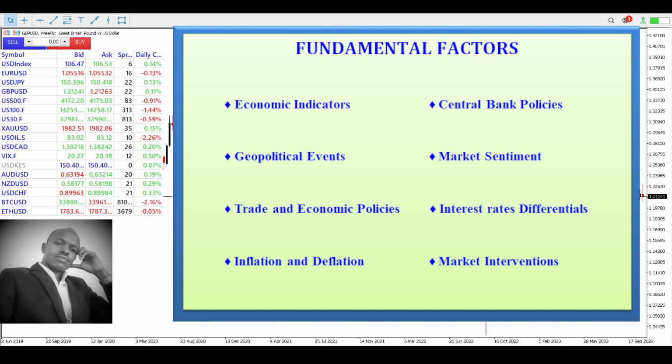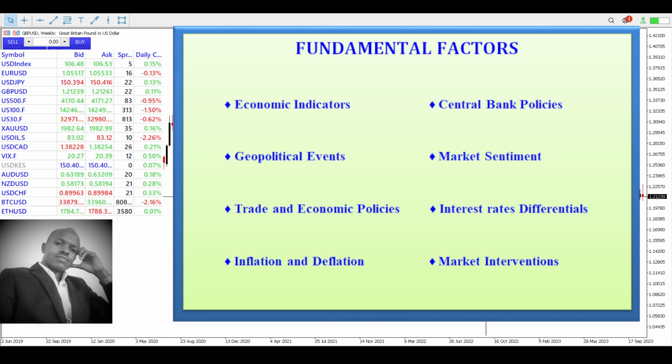Then let us look at another factor, market intervention. Some governments and central banks may intervene in the forex market to stabilize or manipulate their currency value. Such interventions can have a temporary impact on the exchange rate.